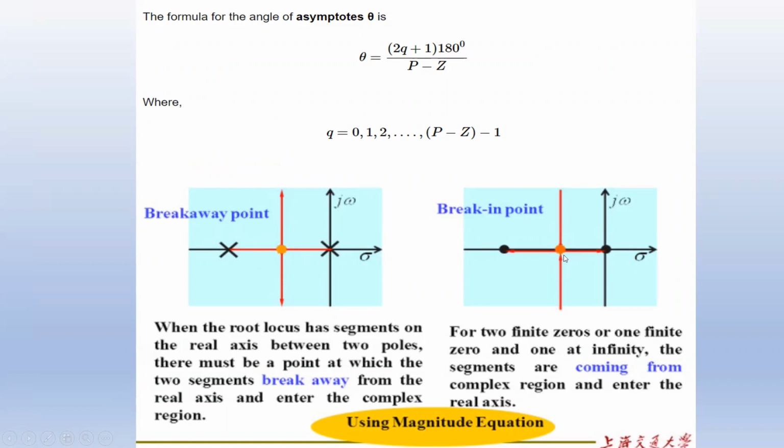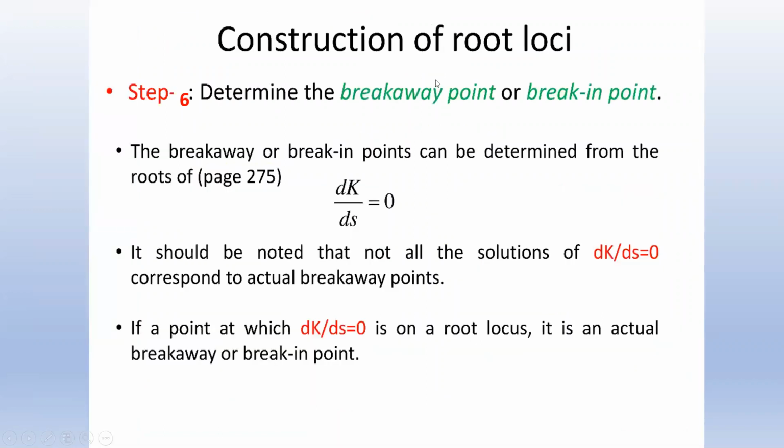And this is the break-in point, where branches which are coming from infinity are meeting at some point. That is what we call the break-in point. So we can find out the breakaway point or break-in point by equating the roots of the polynomial dk by ds equal to 0.